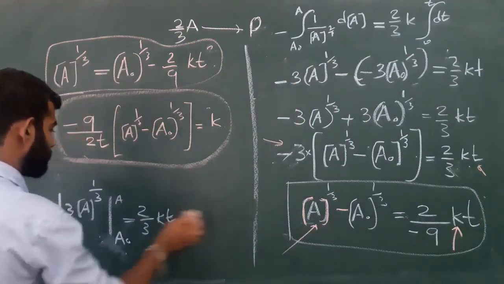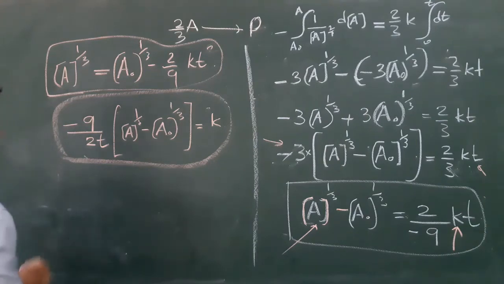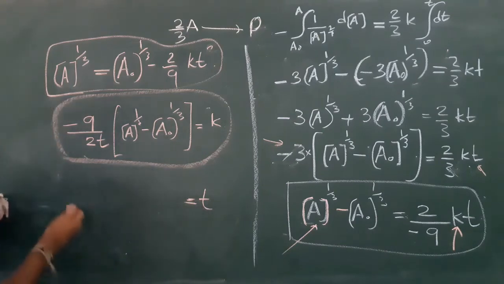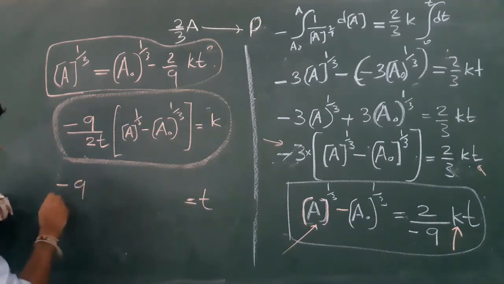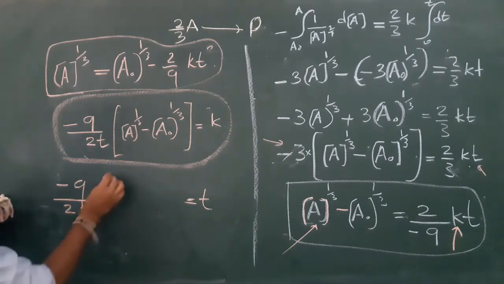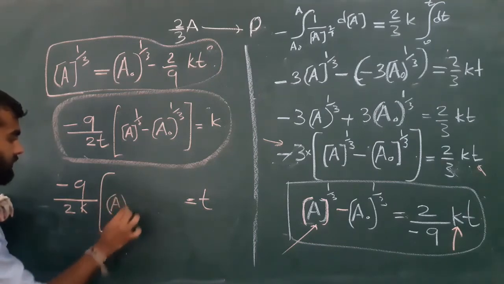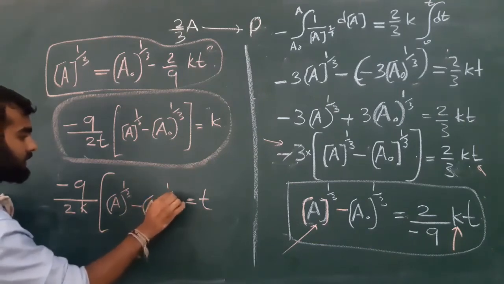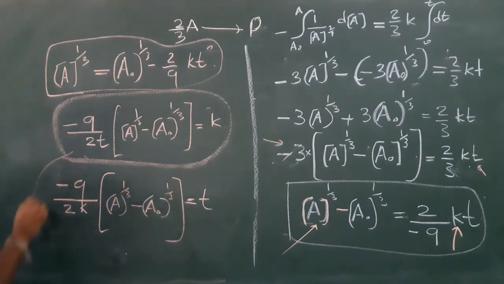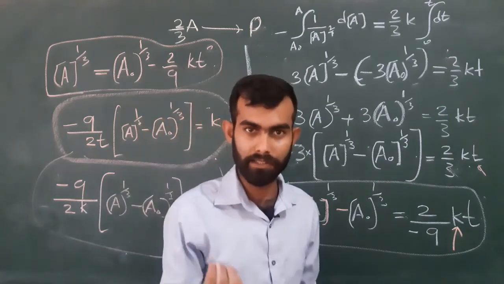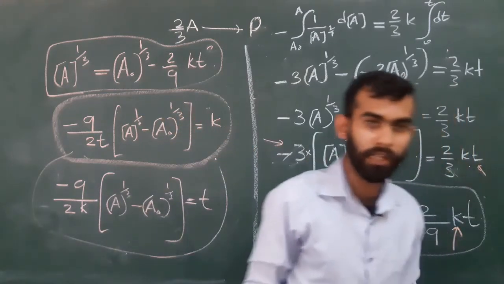Very easy. Now T is equal, again minus 9 divided by 2 K, now K will come, and other parts are the same. Final concentration to the power 1/3 minus initial concentration to the power 1/3, this is the expression for T. So everything is very easy. The theory was you have to know the integration of power. See, very easy things. Okay.